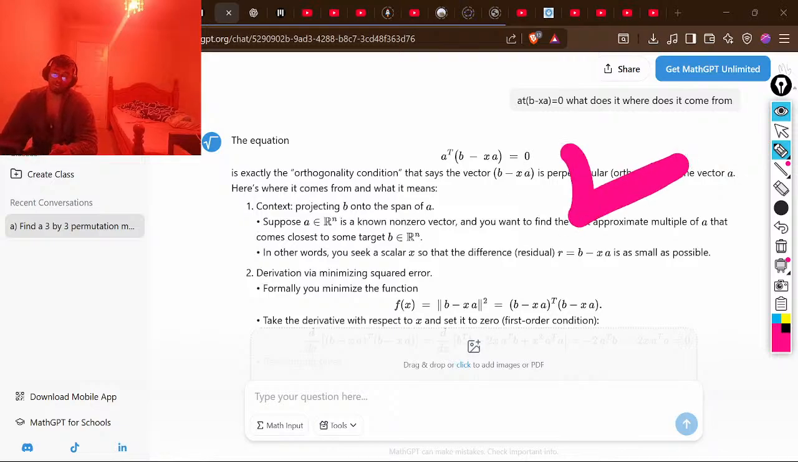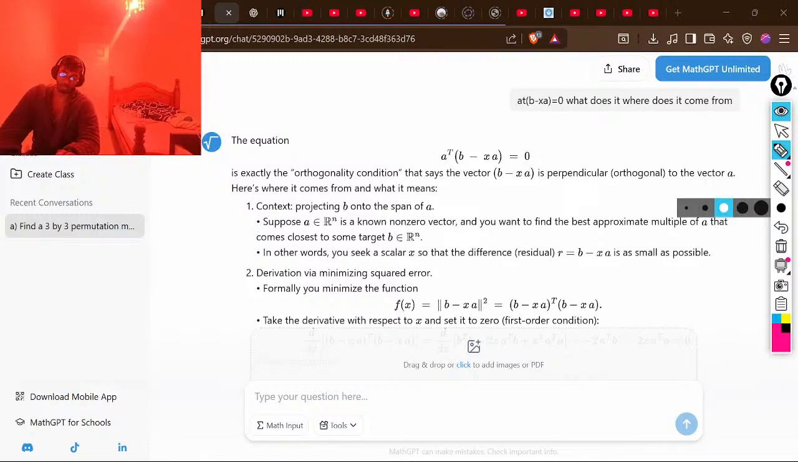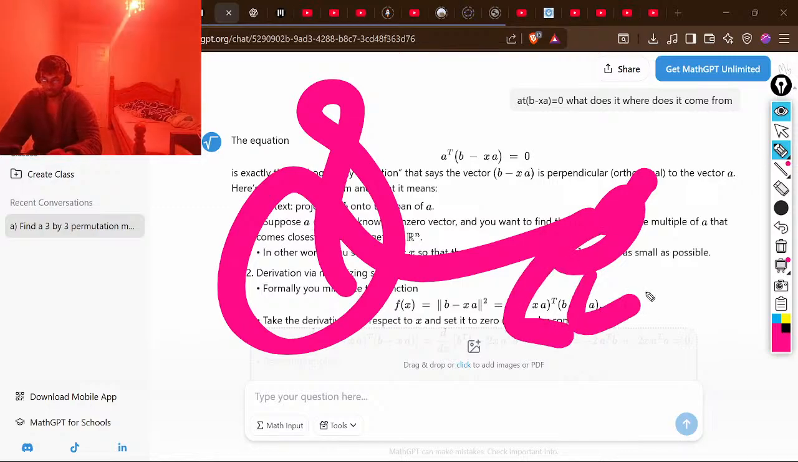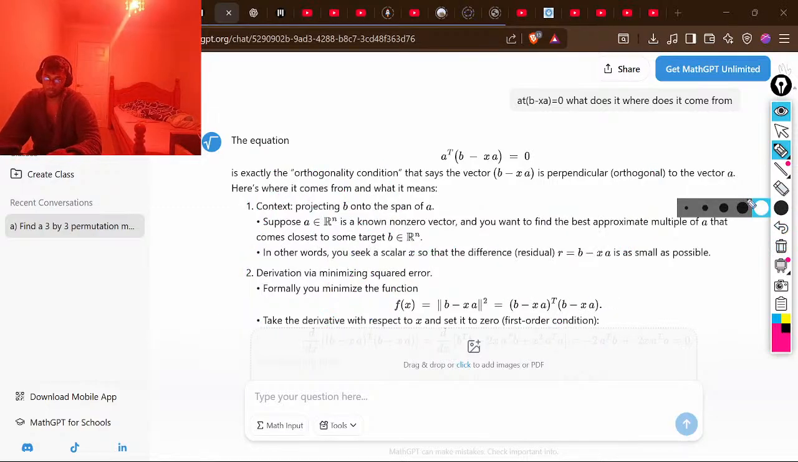So, look at that. Who even goes for this? Who wants to annotate with this? You know what I mean? Let's take another one.